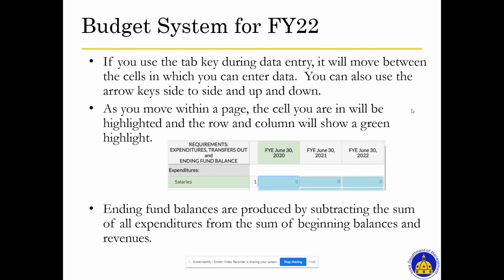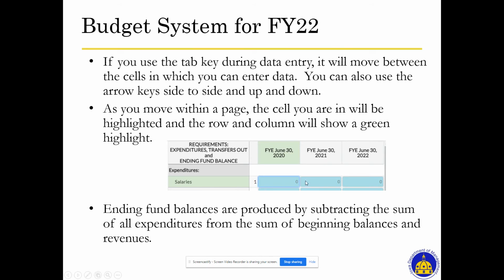If you use the tab key during data entry, it does move between cells, which you can enter data. You can also use the arrow keys side to side and up and down. As you move within a page, the cell that you're in is highlighted and the row and column show a green highlight. That just helps you keep track of where you are in the form.